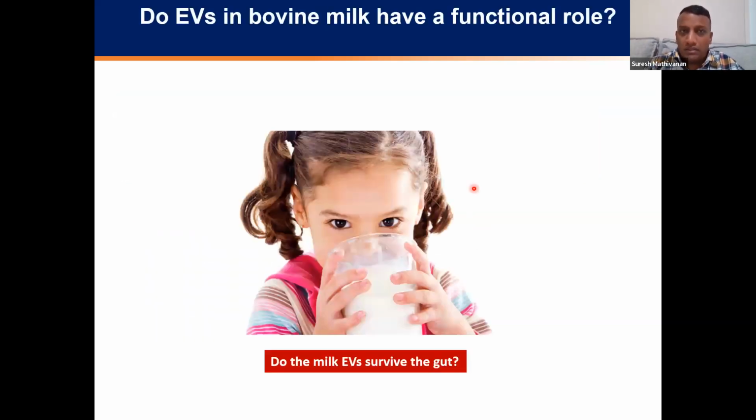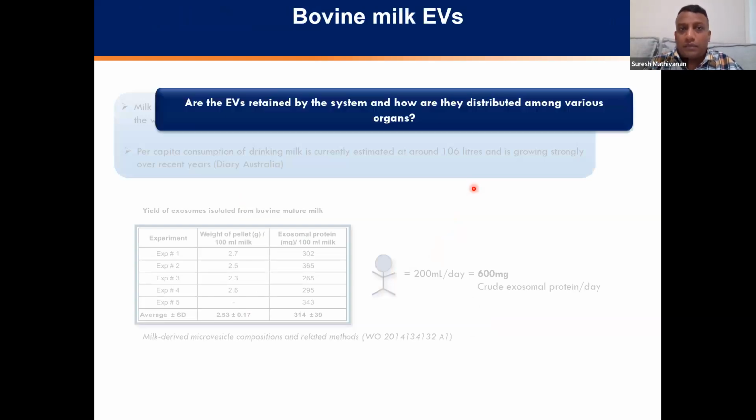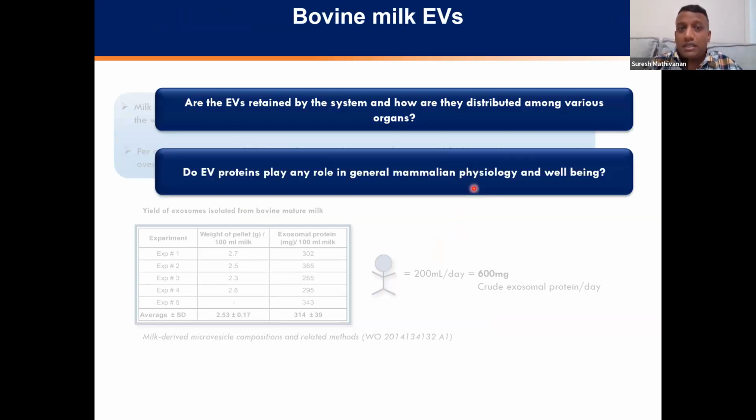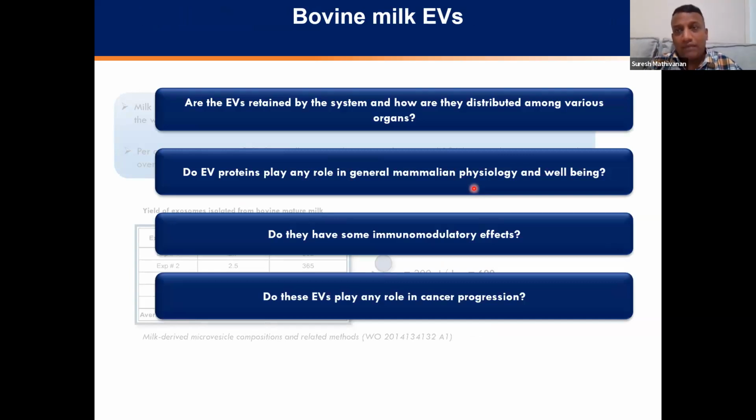So the question that we asked is, do EVs in bovine milk have a functional role? And first of all, we wanted to ask, can they survive the gut, right? And further to that, we asked, can these EVs survive the gut and retain in the system and thereby be distributed to other organs? Do these EVs play any role in mammalian physiology or well-being? Do they have any immunomodulatory roles? As well as, do they have any role in cancer progression, provided they can survive the gut, right? So as a cancer lab, we thought, okay, we can look at the role in cancer progression as well.